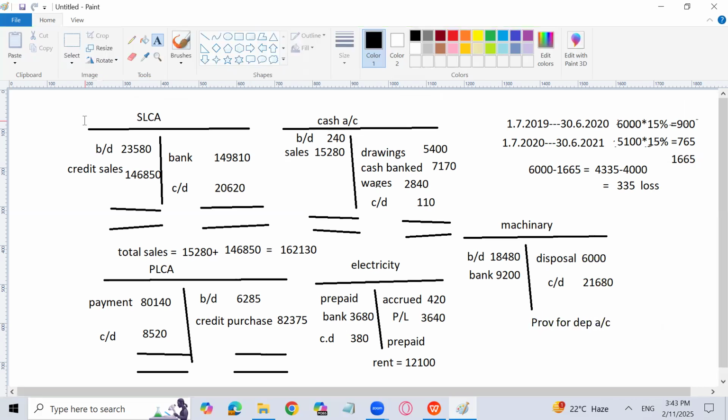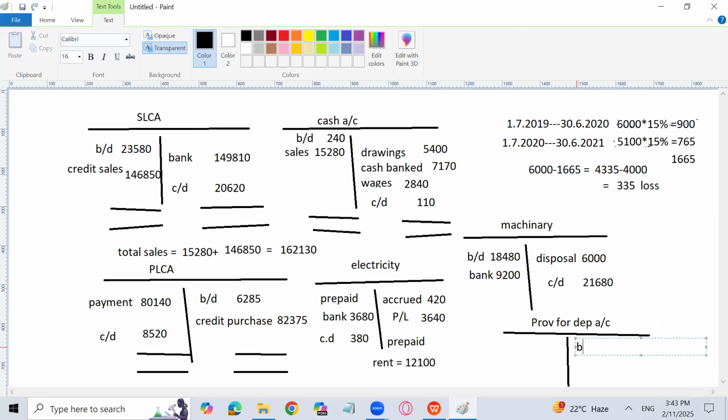Okay. Now I am going to prepare the provision for depreciation account. I can find the profit and loss on the asset sold by preparing the disposal account also. Right? That is also a possibility. Cost will come on the debit side, 6,000. Depreciation will come on the credit side, 1665. Bank will come on the credit side, 4,000. And then there is going to be a loss on the debit side of profit and loss account of 335. Okay.